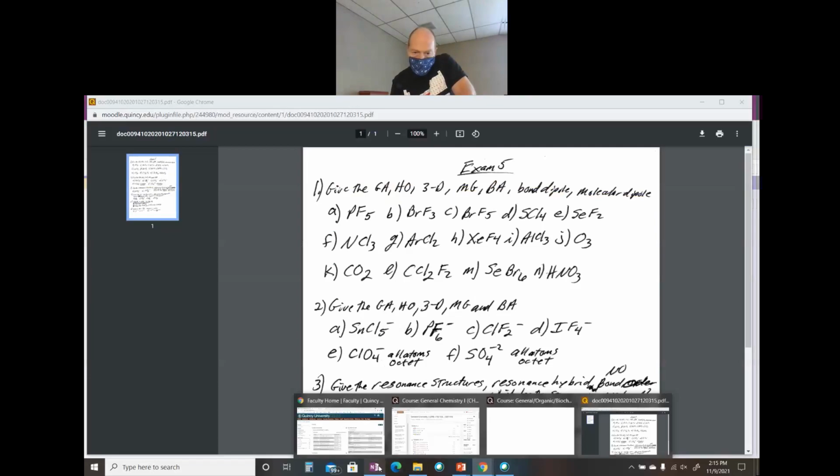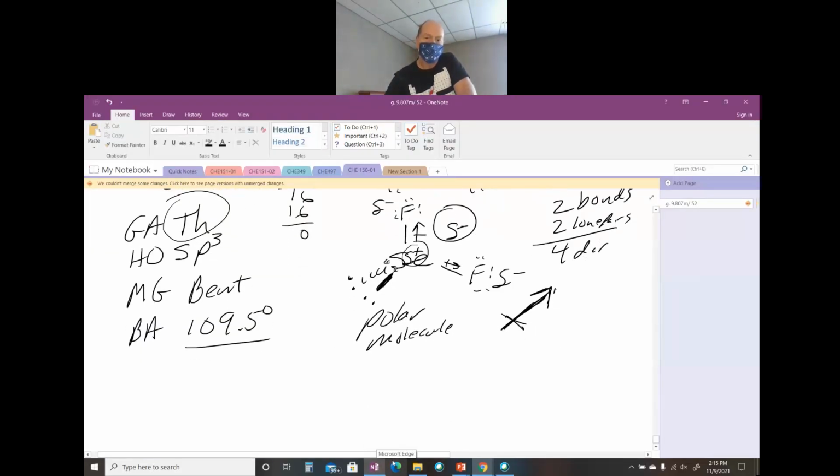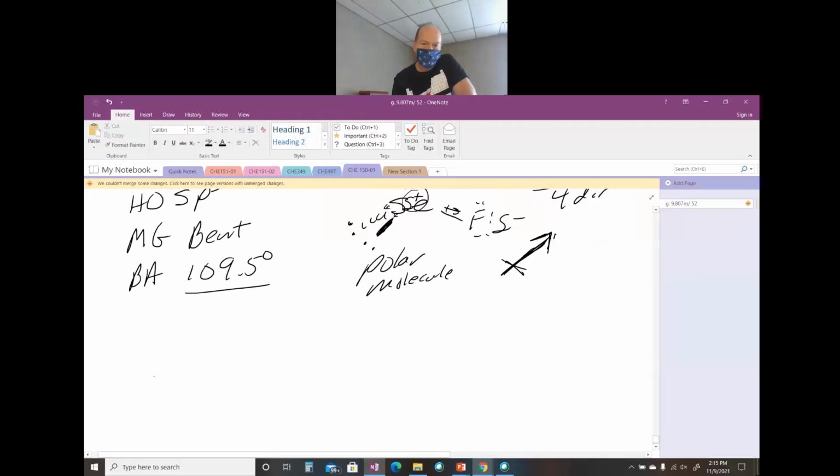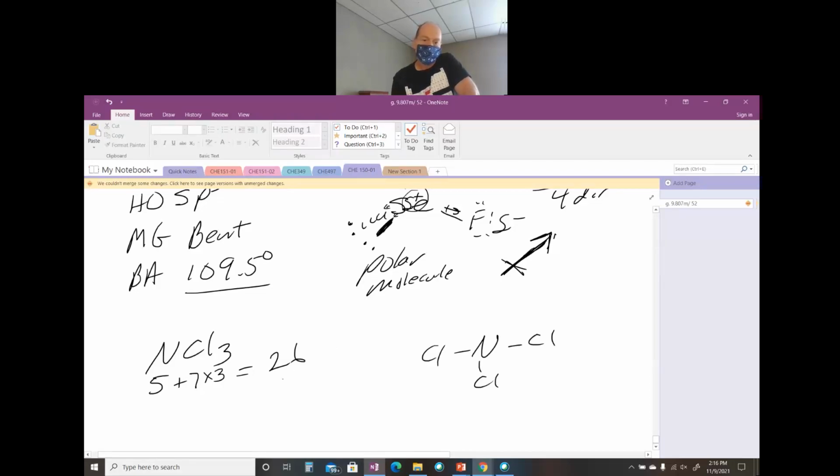NCl3. All right, so nitrogen is in the 5th column, so it has 5 valence electrons. Chlorine is a halogen, 7 valence electrons, times 3 is 21, plus 5 is 26 valence electrons. Central atom is N, bonded to 3 Cl's. So we subtract 6, because every bond is 2 electrons. And so we have 20 valence electrons, and that is the perfect number to give all of the atoms an octet.